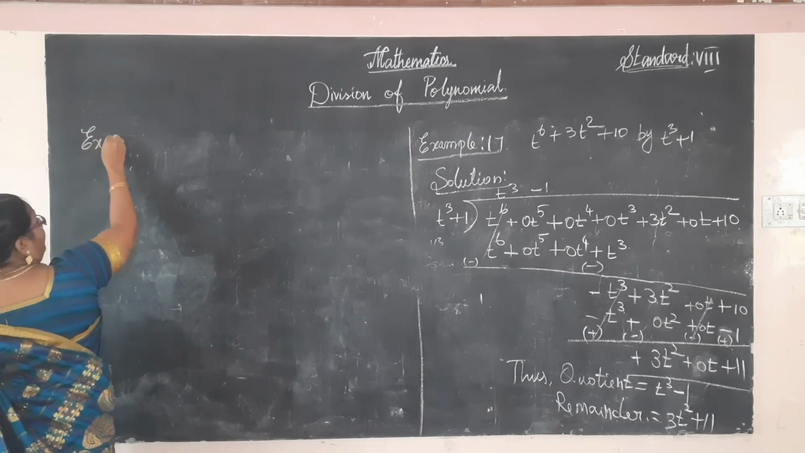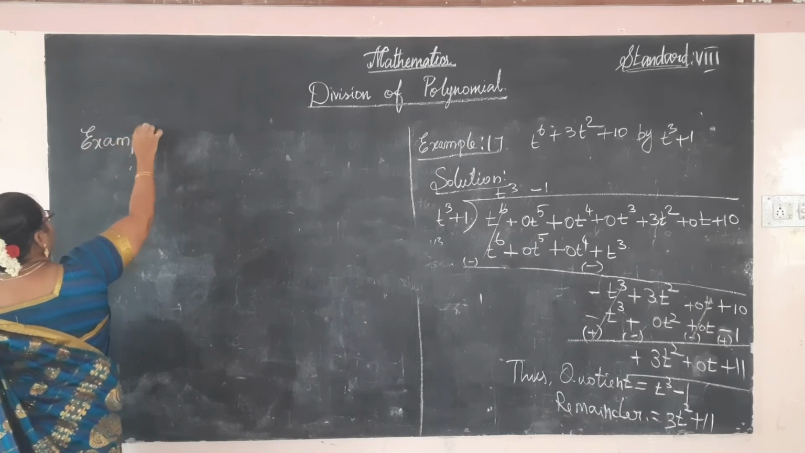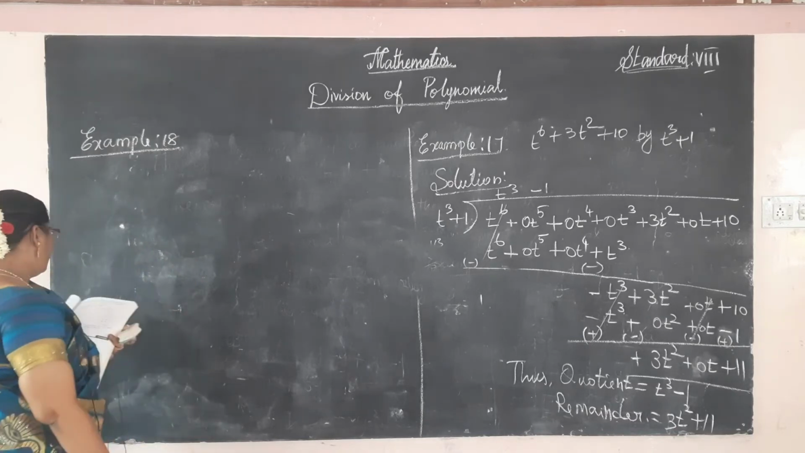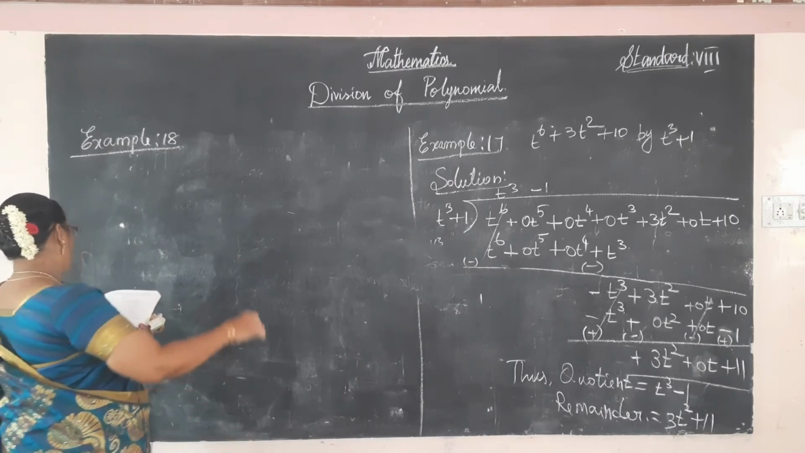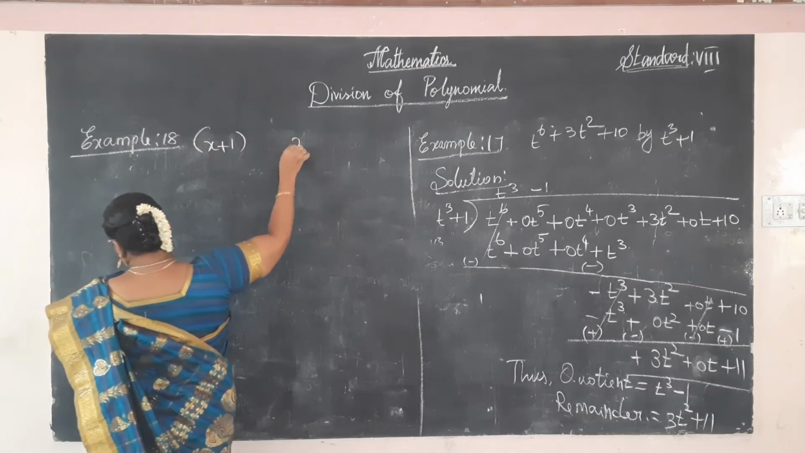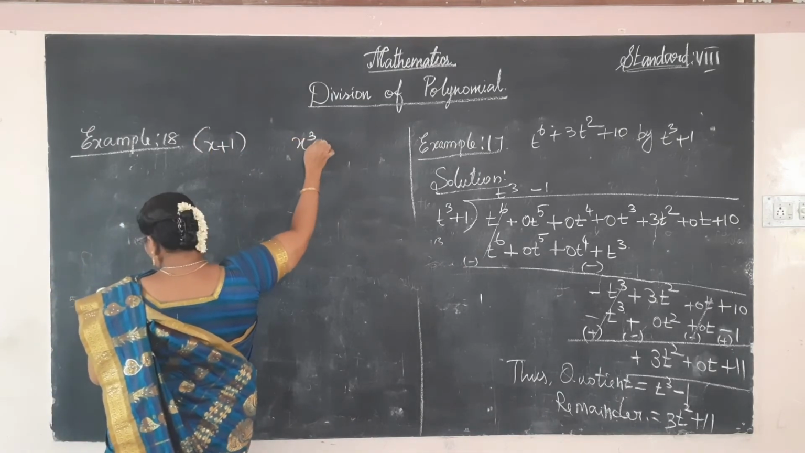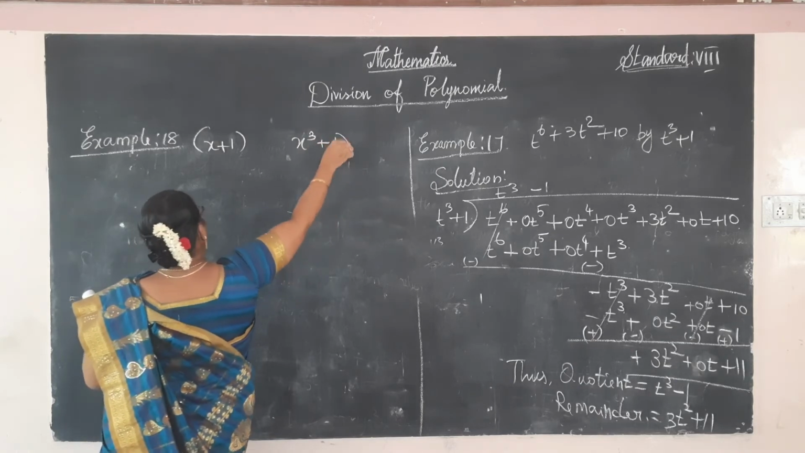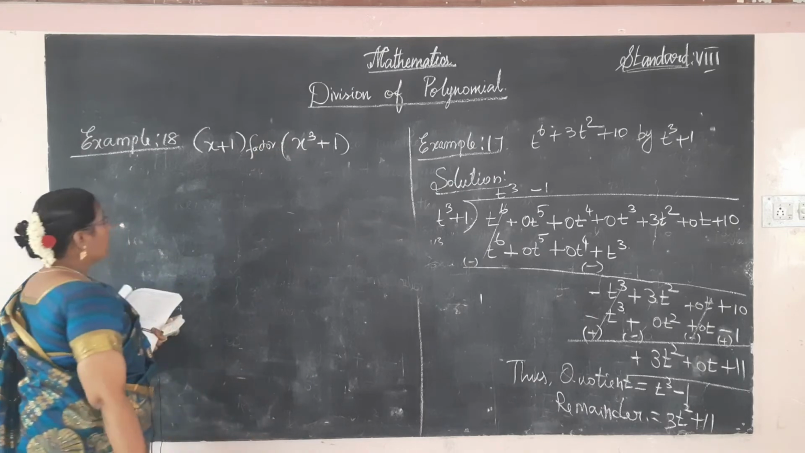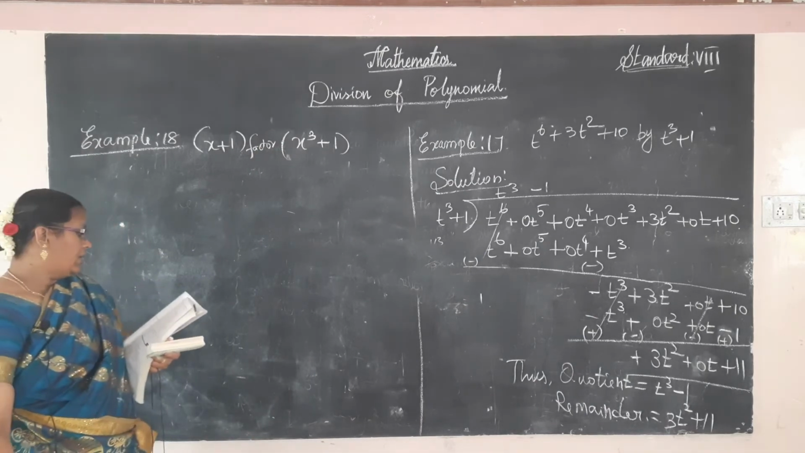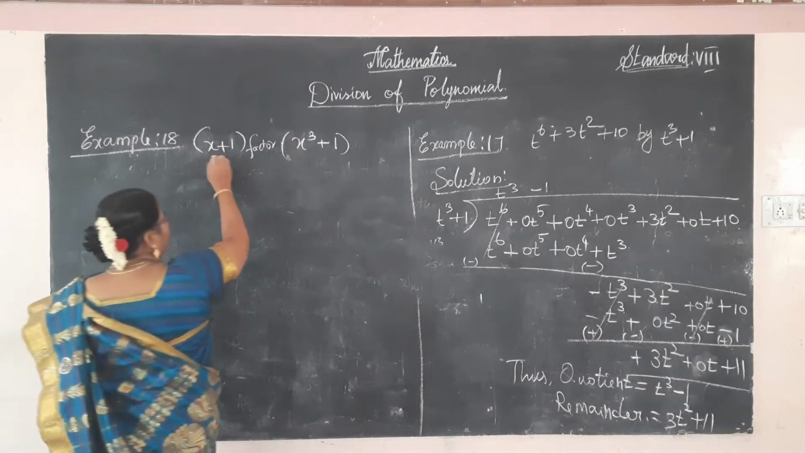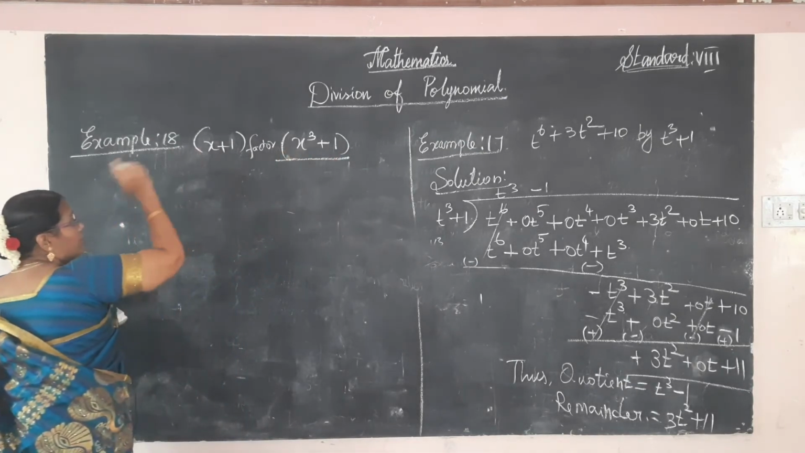Example 18. Using the long division method, prove that x plus 1 is a factor of x power 3 plus 1. So how can you write it? You have to say it is a factor.